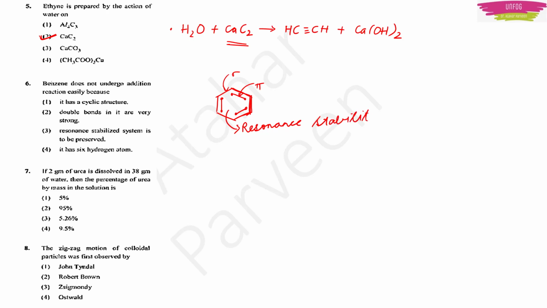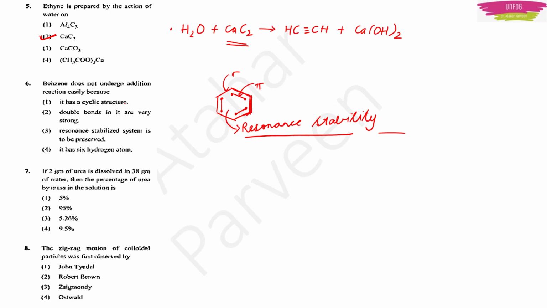Okay. Now, any compound or element always tries to be in its stable state. Here it has very good stability because of the delocalization of its pi electrons. It will not undergo addition reaction, because if it undergoes addition reaction, the stability of the compound will be lost. Okay.